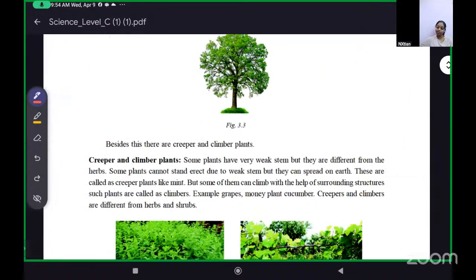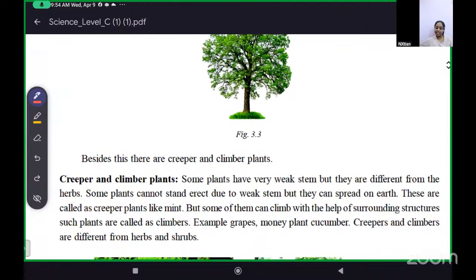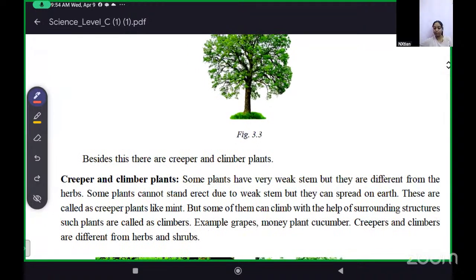Besides these, we have creeper and climber plants. Now, some plants have a very weak stem, very thin, and they cannot stand erect due to the weak stem, so they cannot stand on their own. But they can spread on the ground only. So those plants which can spread on the ground are known as creepers.